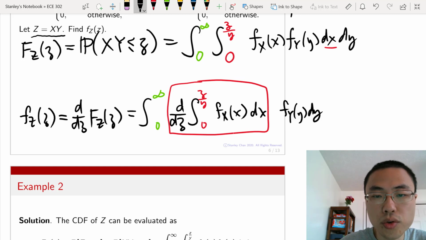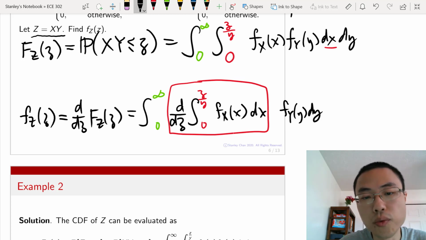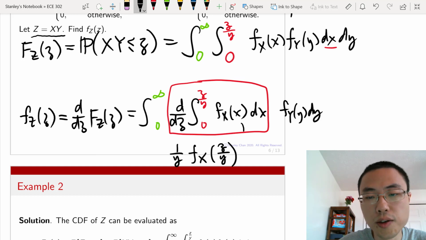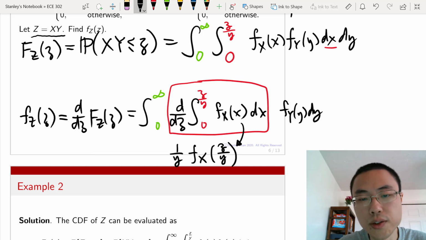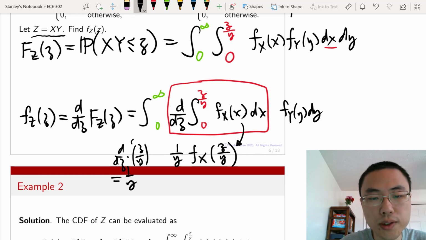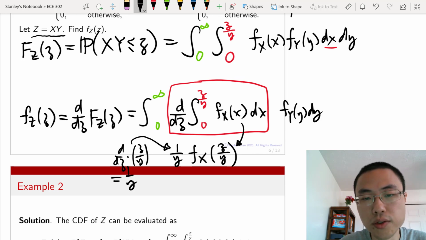So now we ask, what is this guy? This guy is actually not too terrible to calculate, because here you have this z over y, so you can do a chain rule and you can show that this is going to give you 1 over y, and then this is going to give you fx of z over y. So that is done by the fundamental theorem of calculus. This is really the chain rule, so if you do d over dz of z over y, that will give you 1 over y. Right, so this is how we obtain this 1 over y. The rest is just to plug in this number into your equation.